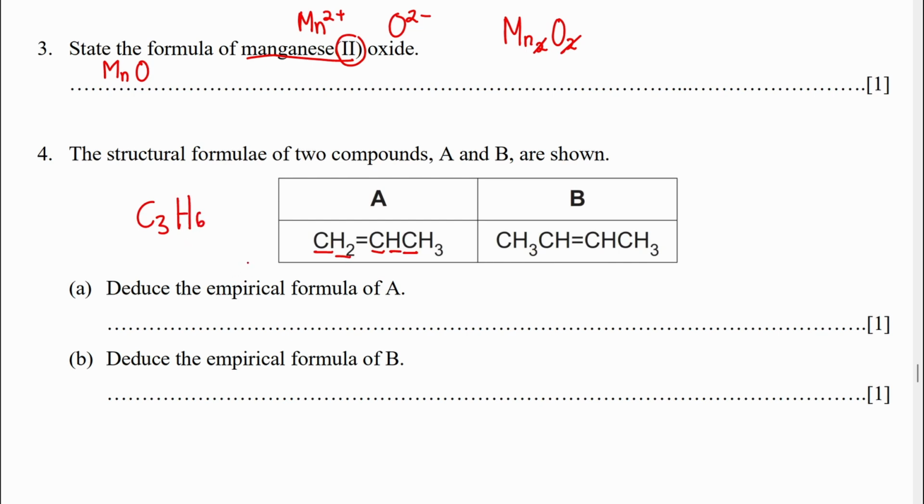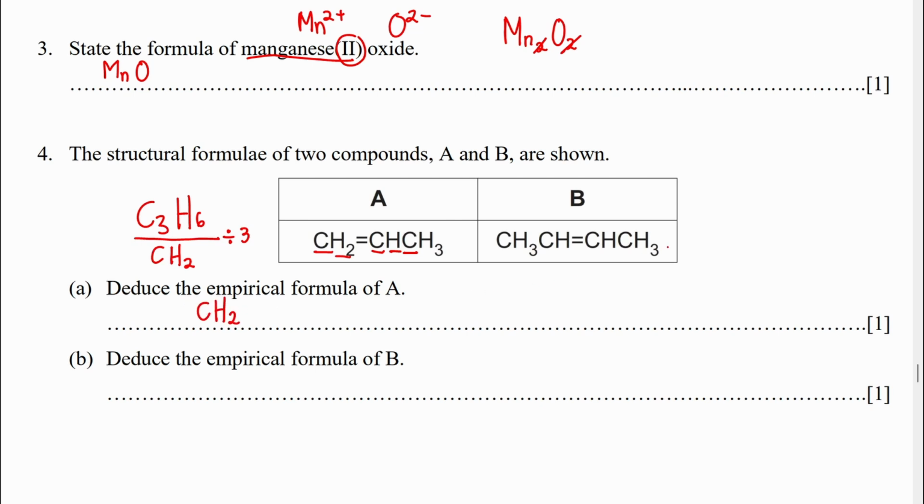The empirical formula is the formula showing the simplest ratio between atoms, right? And this is not the simplest ratio because you can still divide them by 3. Then you will have CH2. So the empirical formula of A is CH2.